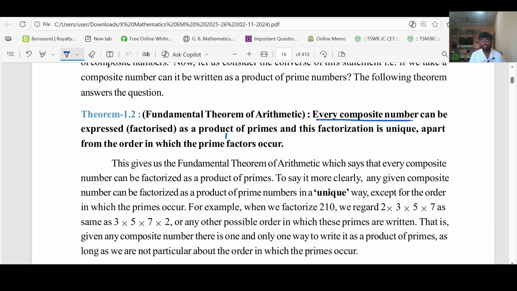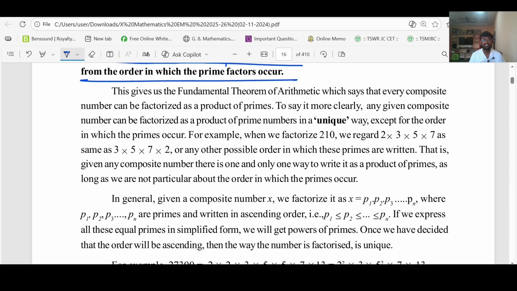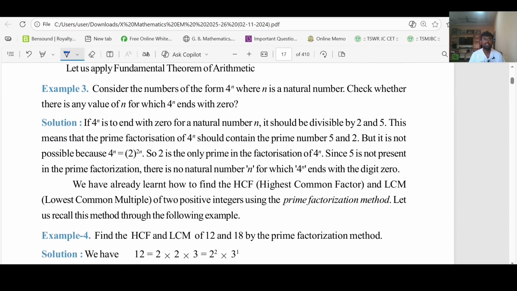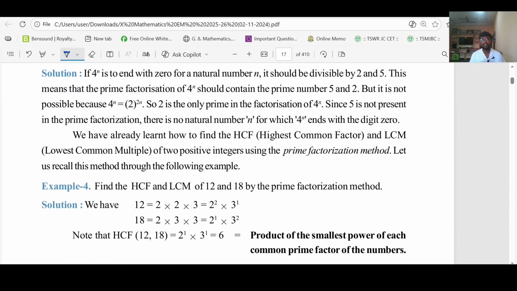Every composite number can be expressed as a product of primes, and this factorization is unique apart from the order in which the prime factors occur, right? You know already how to do prime factorization. I will explain. By using prime factorization also you can find out the HCF and LCM, right?